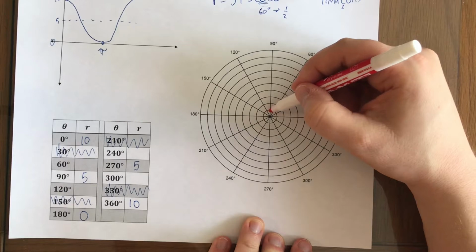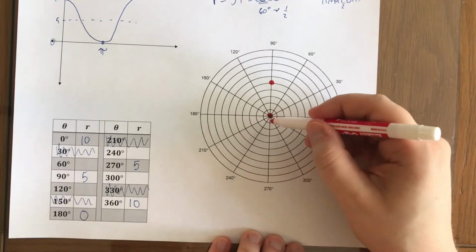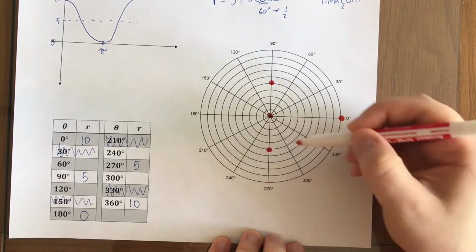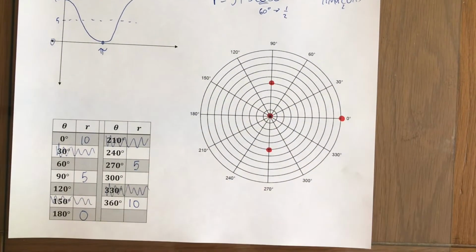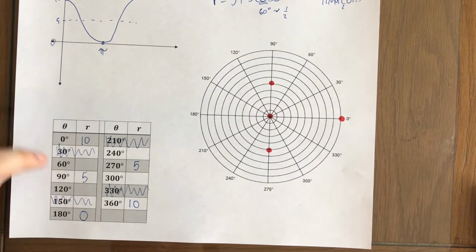When I'm at 90, I'm going to be out 1, 2, 3, 4, 5. At 180, it's at 0. At 270, it's out 1, 2, 3, 4, 5. And then we're back at 10 when we're at 360. So I have no idea what this looks like yet. So that's where these are going to come in.